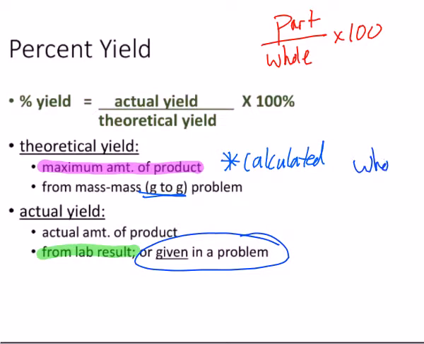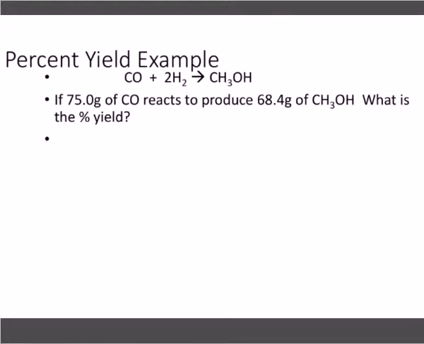here's your whole, guys, on the bottom, or on theoretical yield is the whole. Your part is the actual yield. Okay? So you will have to do a gram-to-gram conversion in the problem, and then you'll be given the actual yield, and then the last step is just to put it actual over theoretical times 100 will give you your percent. Here we go.